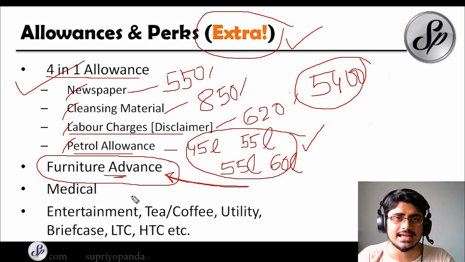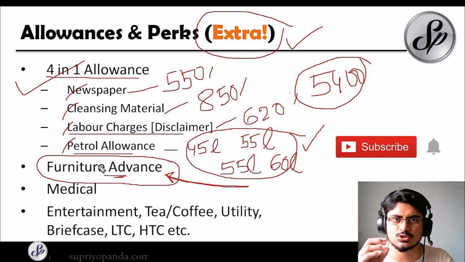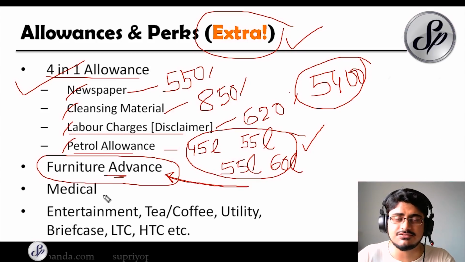But remember that for the furniture advance, you need to show all the bills, and you need to show that you have actually bought the furniture. It is not on a declaration basis. And usually this is locked in for 5 years. So every 5 years you can take your furniture advance, and you can get all the furniture that you need for your house. Then another very important thing is the medical allowance.